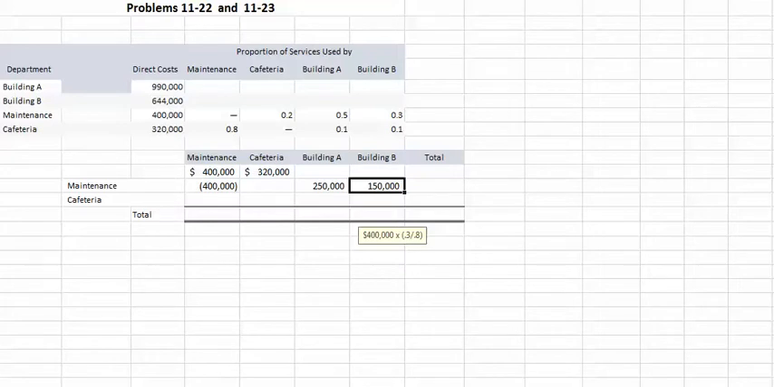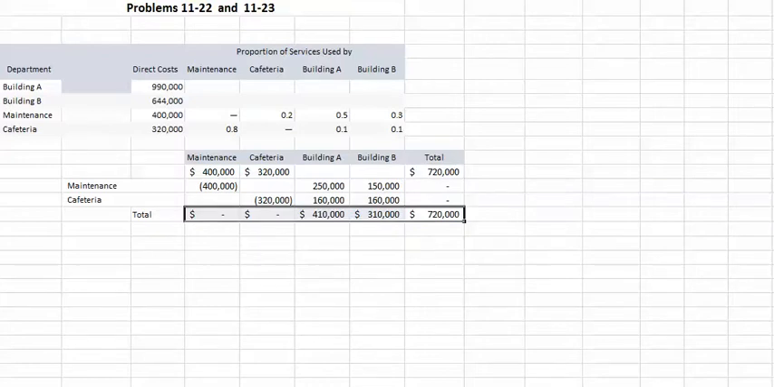For our cafeteria, we're going to take $320,000 out of the cafeteria and allocate half of that to Building A and the other half to Building B. Finally, to make sure that we've reconciled our cost, let's total up our columns horizontally, and let's sum our bottom columns. And we can see our maintenance cost sums to 0 and our cafeteria cost sums to 0.